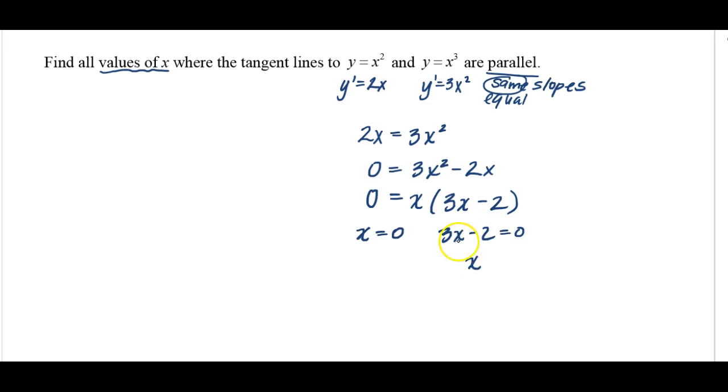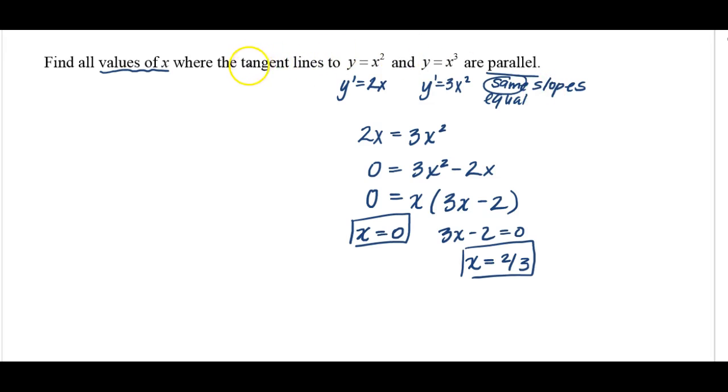And adding the 2 and dividing by 3, I get 2/3 as one x value and 0 as the other x value. So again, the key is in recognizing I wanted the x values where the tangent lines to the graph of x squared and x cubed are parallel. So parallel meaning same slopes or equal slopes.